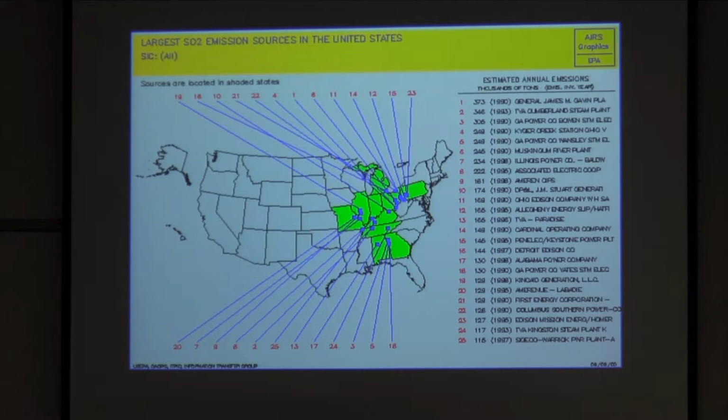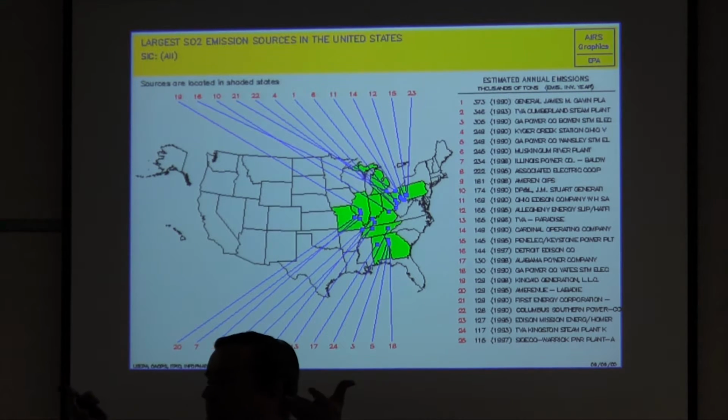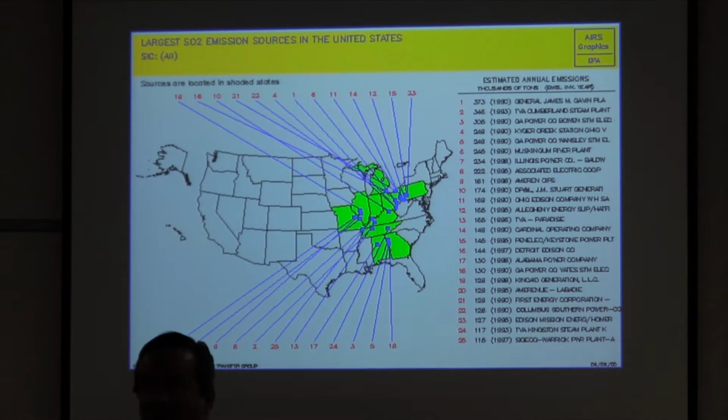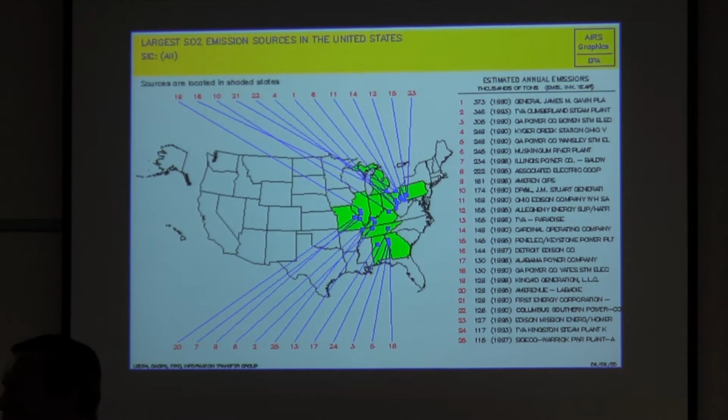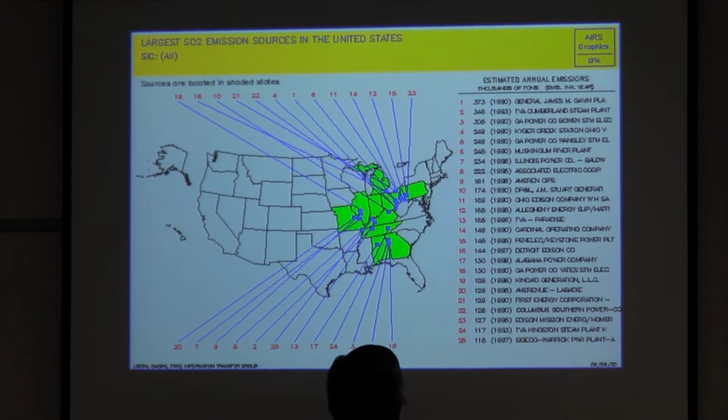This is a plot from about a decade ago, but it shows you the largest sulfur dioxide emission sources in the United States. Basically these are mostly coal-fired power plants in the Midwest. That sulfur dioxide comes out of these coal-fired power plants and goes up into the atmosphere. You take sulfur dioxide, you combine it with water, SO2 and H2O. What do you get? You get H2SO4, sulfuric acid. Very low concentrations of sulfuric acid.